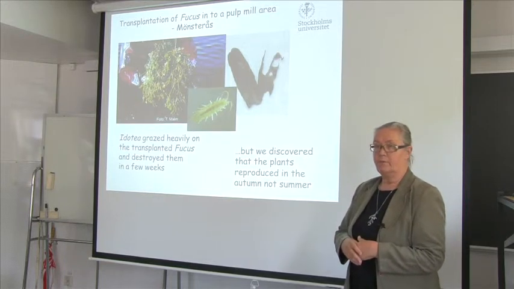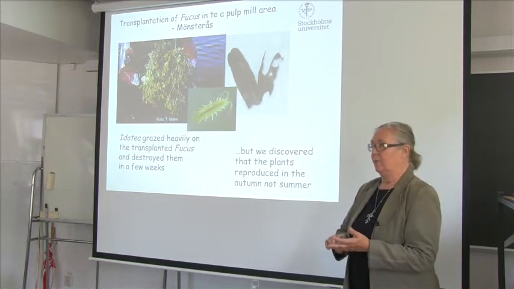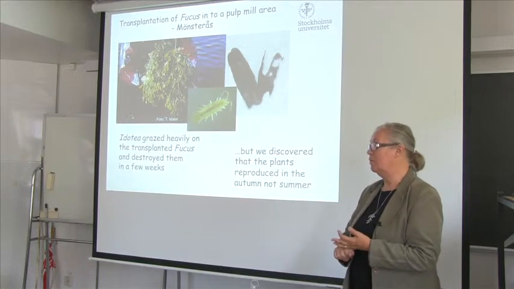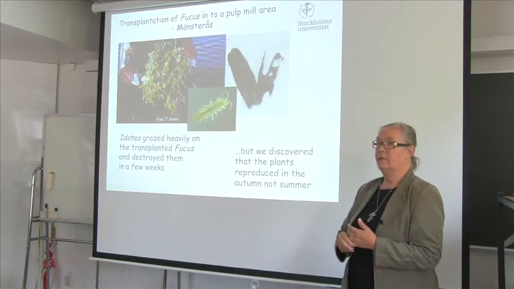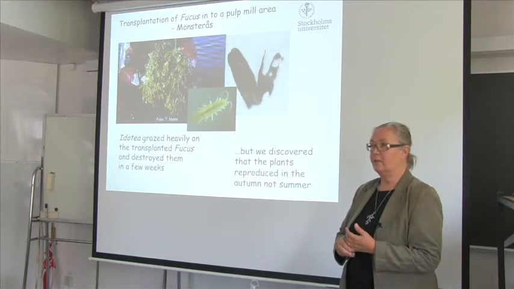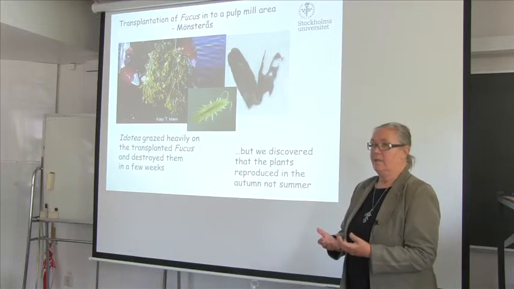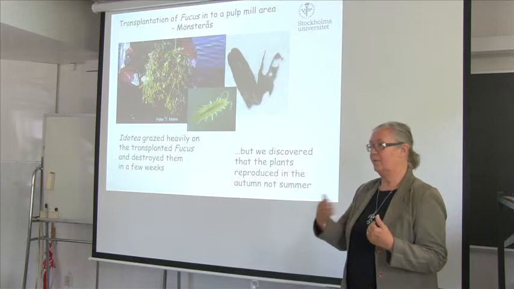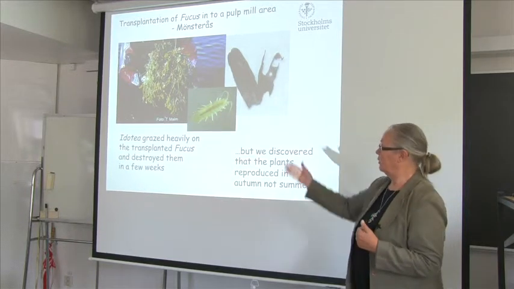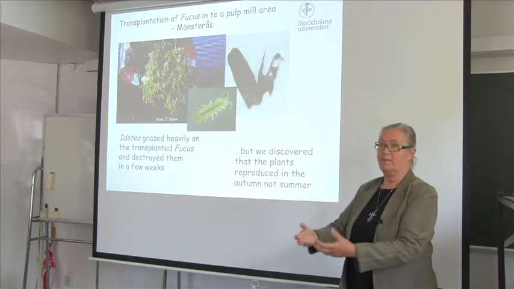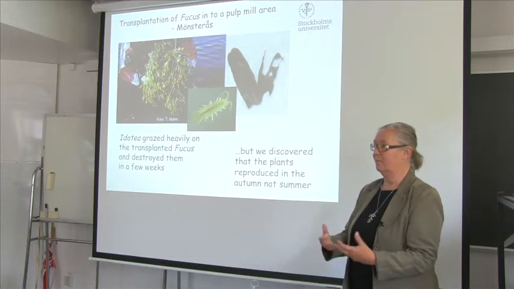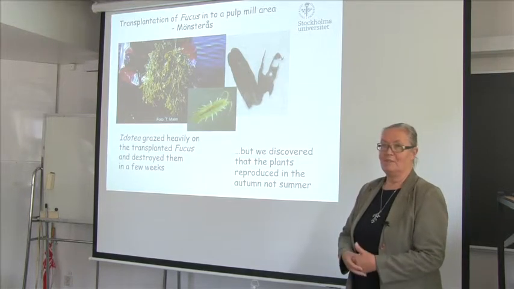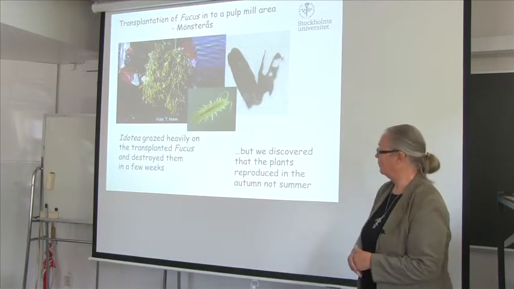At that time there was also indication that the amount of pike and perch was not good anymore, there were very few. So there were little fish around in the area, and our idea was that there were too little fish, which meant that there were really a lot of these Idothea. And when we transplanted the Fucus inside the area where there were lots of these Idothea, they were really starving. So we gave them the perfect food.